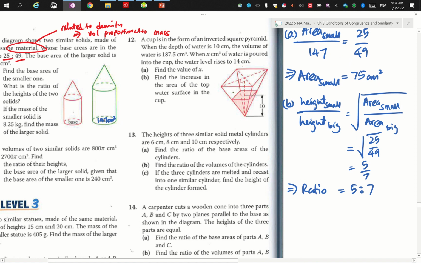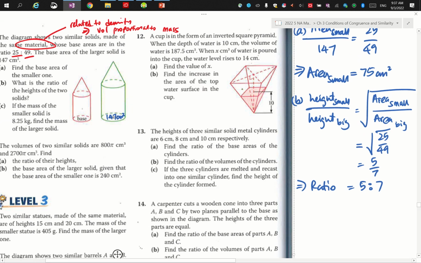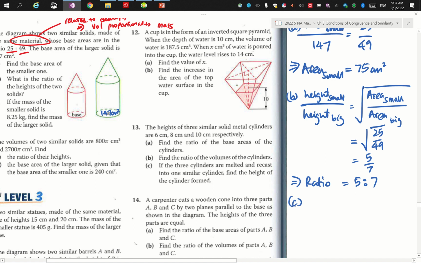Final part, the mass of the smaller solid, 8.25. Mass of larger solid. They want to find large, so put a bigger one on top, divided by mass small. You treat it the same as volume, because mass and volume are directly proportional for constant density. So for volume wise, we are going to have to cube the ratio of the side. The ratio of the side was 5 to 7 for small to big. This time I want big to small, so 7 over 5.